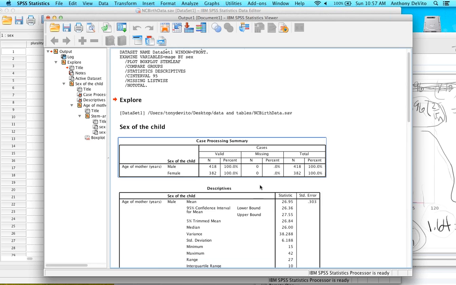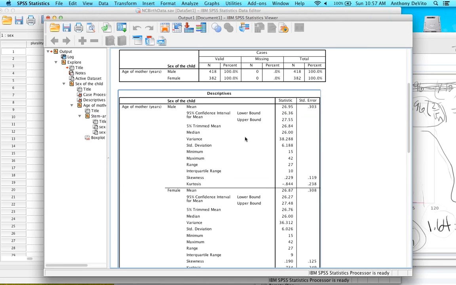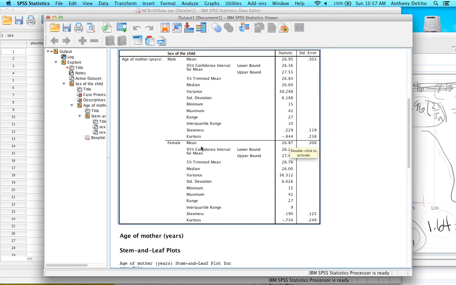And indeed, it does the calculation for us. You'll notice that the mean age of the mother for male children is 26, 27, and the mean age for female children is basically about the same thing. But it does calculate confidence intervals, 26.36 to 27.55, and 26.27 to 27.48. So it automatically calculates your confidence interval. Notice it calculated the standard error on the way to doing that.